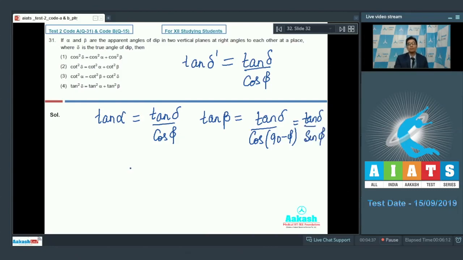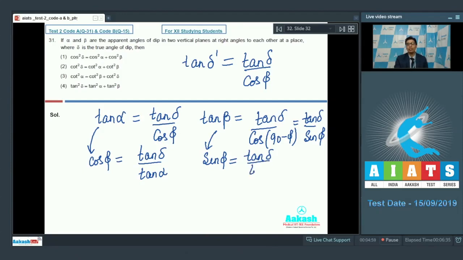Now dear students, if we simplify these two equations, from the first equation we can get that cos phi is equal to tan delta divided by tan alpha, and from the second equation we can get that sin phi is equal to tan delta divided by tan beta.